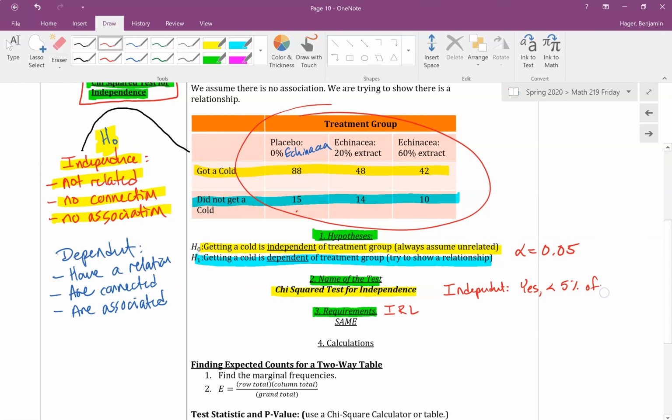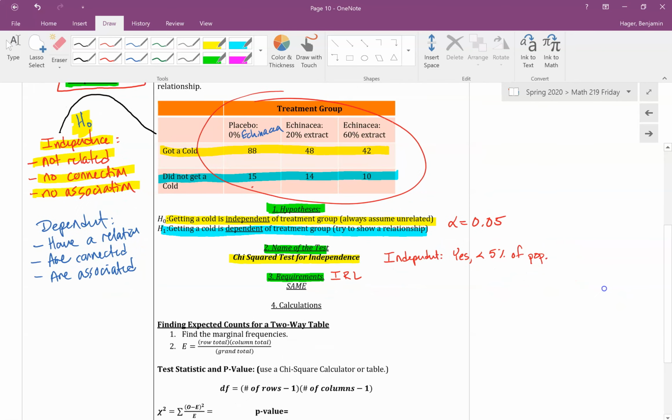And I'm being very lazy with it, so don't do this on a test. On a test, I would write it out thoroughly and elaborate. At least count them up and tell me how many people you got here.